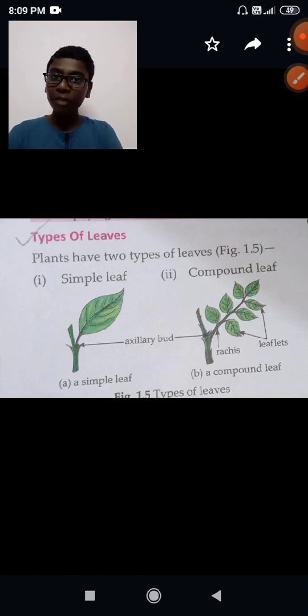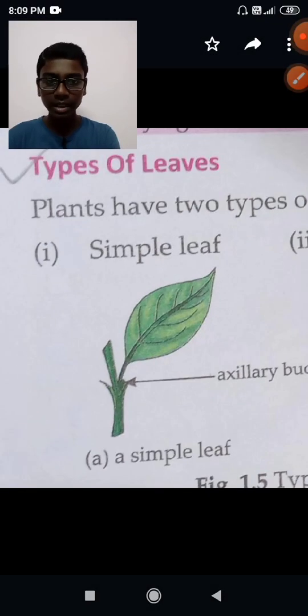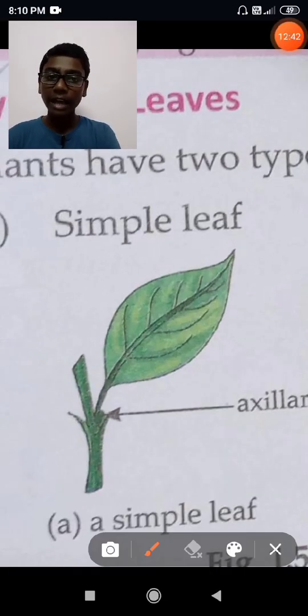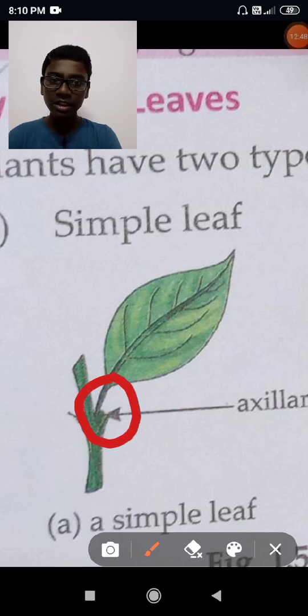Now in simple leaf, I have told you the leaf with a single lamina is known as the simple leaf. And over here, if I zoom in a little, the axillary bud is present in its axil only. This is the space between the leaf and the stem. As I told you a while ago, the axillary bud is present in the axil. So this place is known as the axil.